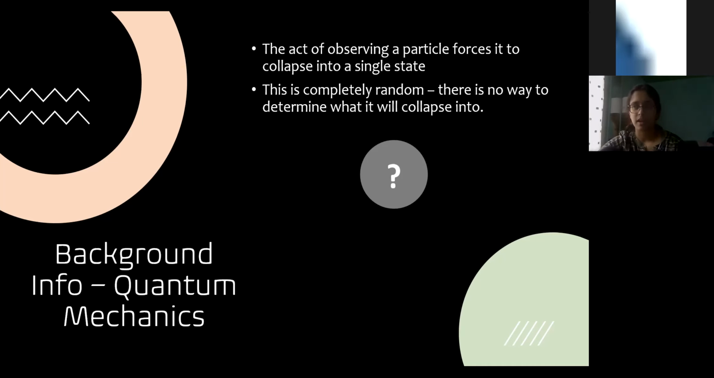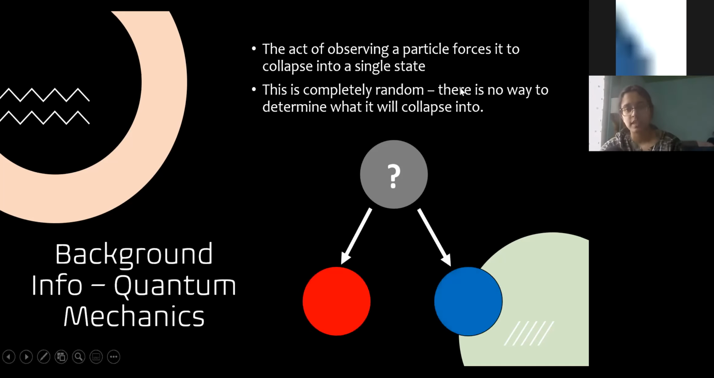A good analogy for this is Schrodinger's cat, that thought experiment. It basically says that when the cat's in the box, it's both alive and dead. It's not that it's one of the two and you don't know. It's literally both alive and dead until you check in the box, and then it collapses into one of the two states. So in this case, as soon as we observe the particle, it will randomly collapse into one of the two states, either red or blue. And this collapse is completely random. It's impossible to determine which state it will collapse into.